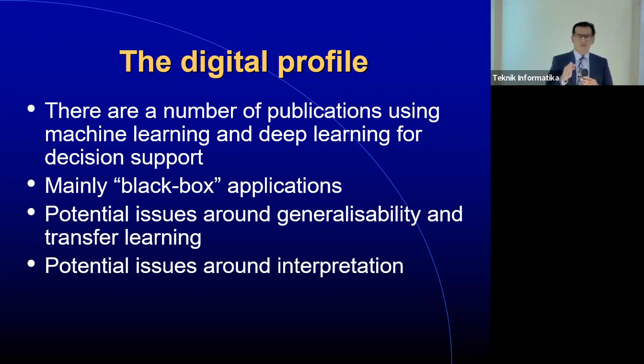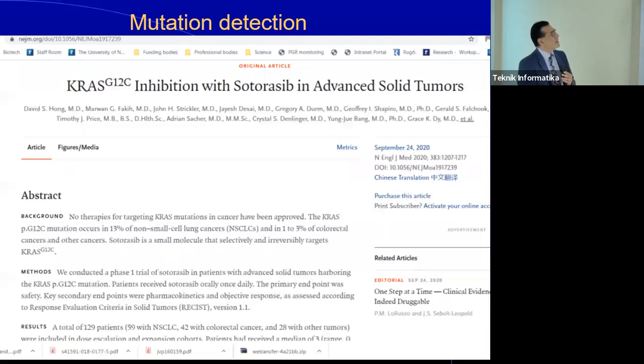And then there are these issues around interpretation. Say, if you've only got 90% confidence that you've got the diagnosis right, is that enough for somebody to make a management decision? The other thing is that the trained algorithms, with 90% accuracy, can identify mutations, but treatment of patients is moving beyond that. So here we've got a paper talking about the targeting of this mutation here.